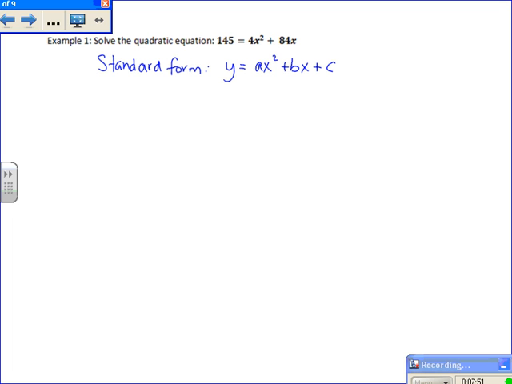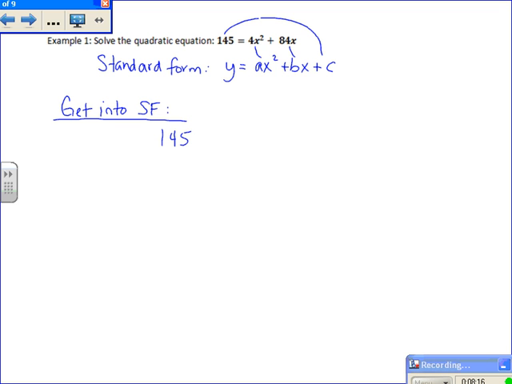So just by looking at this, I can see that there's my ax squared right there. There's my bx, the coefficient in front of the x. And the constant is over here, but it's out of order. So I need to get my equation into standard form. So let's go ahead and do that.